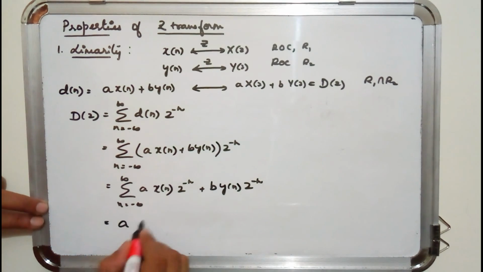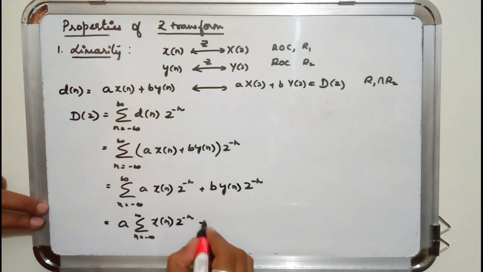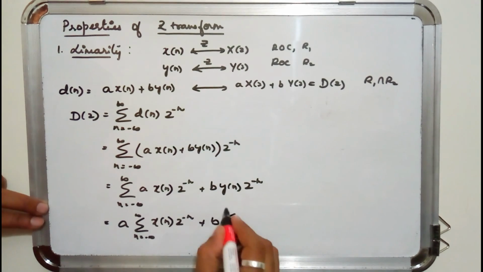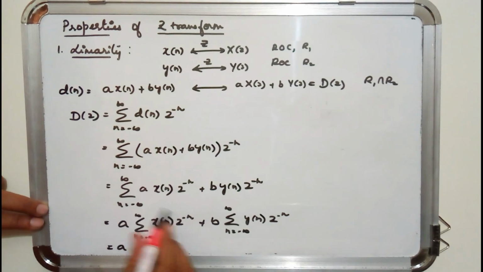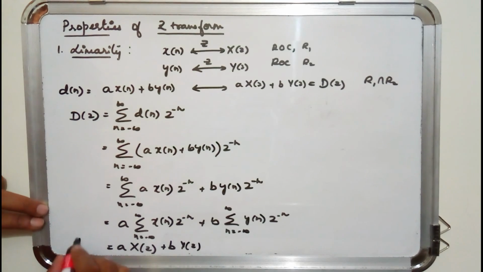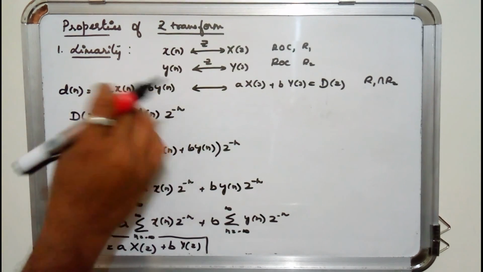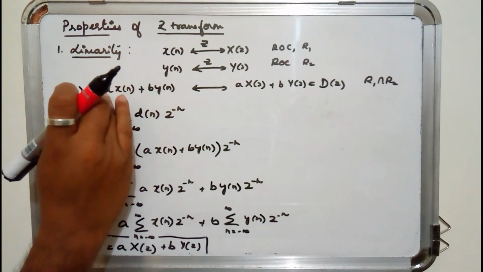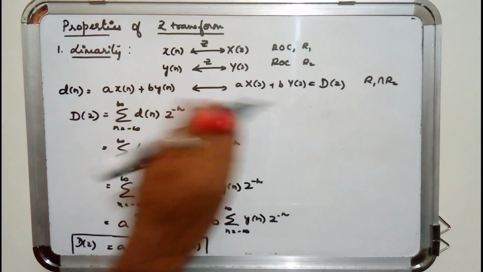So I can split this as a into summation n equals minus infinity to infinity x of n z power minus n, plus b into summation n equals minus infinity to infinity y of n z power minus n. So this is nothing but a into X of z, from the definition it is the Z transform of x of n, plus b into Y of z. So this is D of z, which is equal to the right hand side which we were supposed to prove. That means if the input is a weighted sum, because you are multiplying by some constants a and b, of two or more signals, the output is a weighted sum of responses to individual signals.